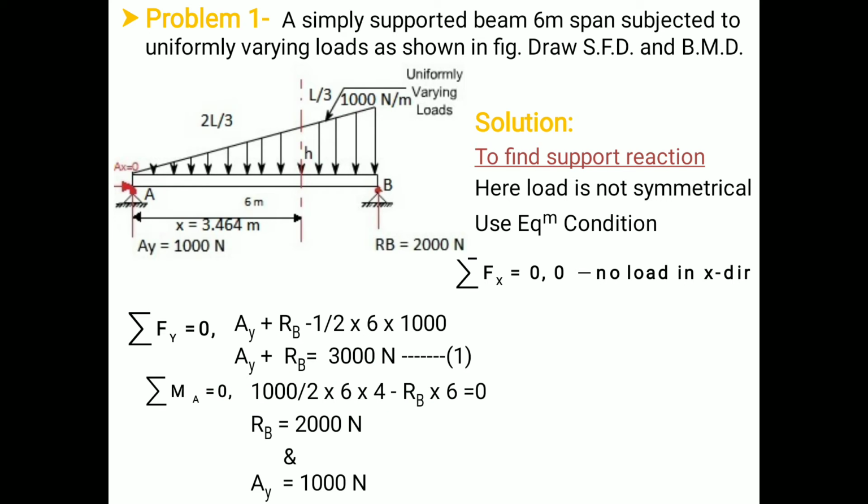Now the remaining force is RB, which is acting in anti-clockwise direction. Therefore it will become RB into perpendicular distance 6. After solving this equation, I have RB is equal to 2000 Newton, and after putting it into equation 1, I have AY is equal to 1000 Newton. So remember that in case of UVL, you have to convert it into the point load, and we have to consider the distance at which it will act.